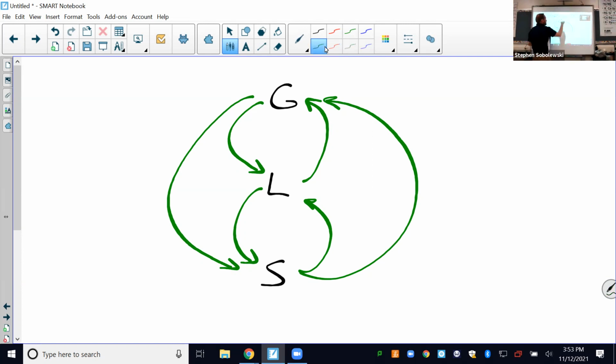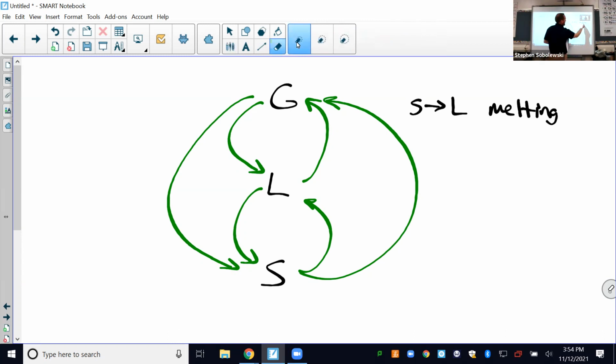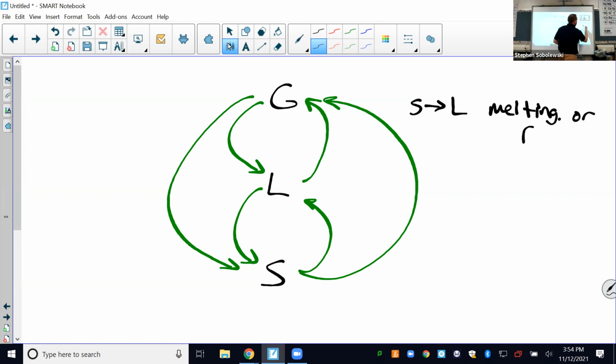Solid to liquid, melting. I don't have too much room here. If on your page you have room, you can write it in right with the arrow. But I'm going to do it this way. Solid to liquid is melting. But there is another word I want you to know for this. Sometimes we call it fusion. Melting or fusion.